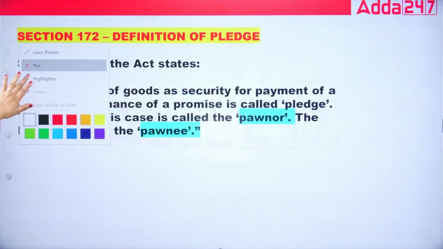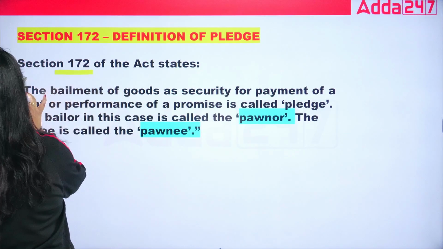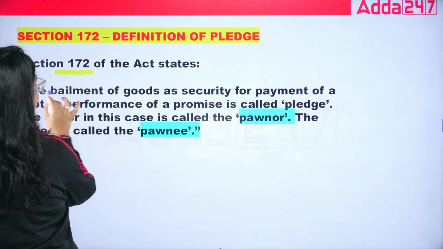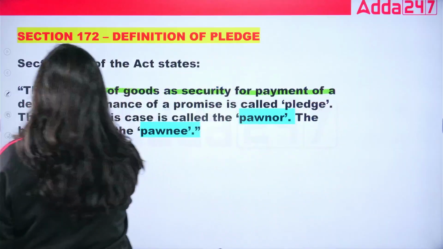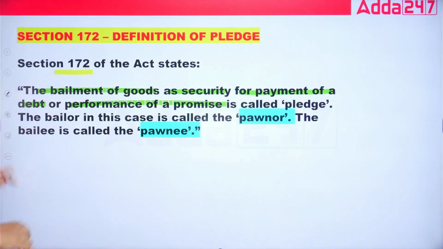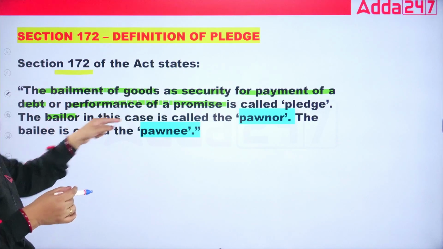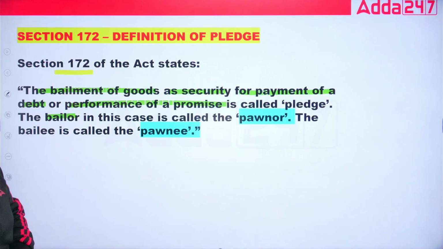Now you can see in which act it is given. In Section 172 of the Indian Contract Act 1872, this definition is given. So under Section 172, what exactly does pledge mean? The bailment of goods as security for payment of a debt or performance of a promise is called pledge. The bailor, that is the pledger or pawner, and the bailee is called the pawnee. This is the definition of pledge, class.